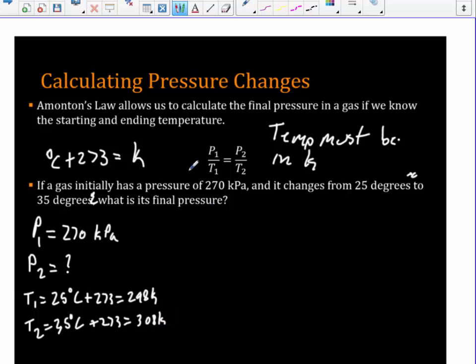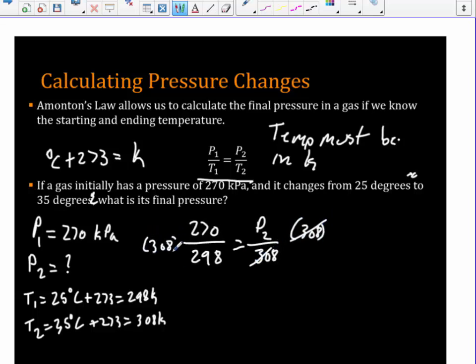Then we just have to use the equation right here. So P1, 270, over T1, 298, equals P2, which we don't know, over T2, 308. Now to solve this, we're just going to end up multiplying both sides by 308 because that cancels and it leaves the P2 all by itself. So grab your calculator and do this math. 270 divided by 298 equals, and then multiply that times 308, and that equals 279. So P2 equals 279 kPa.